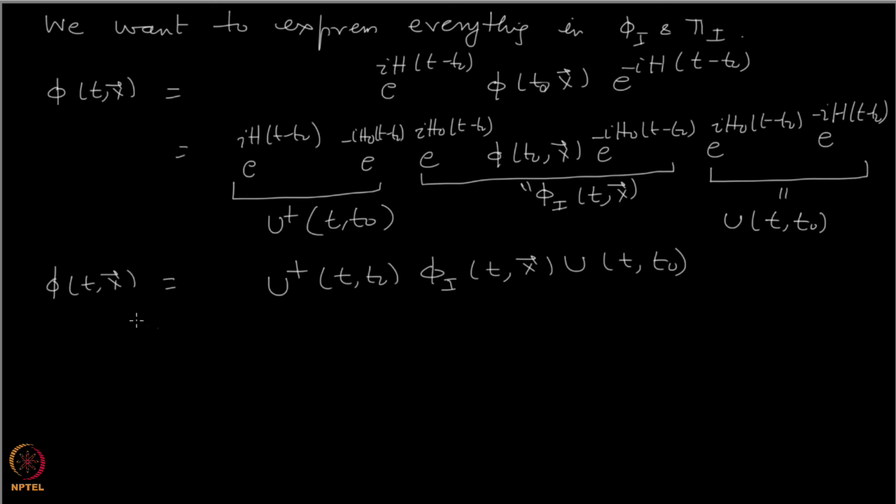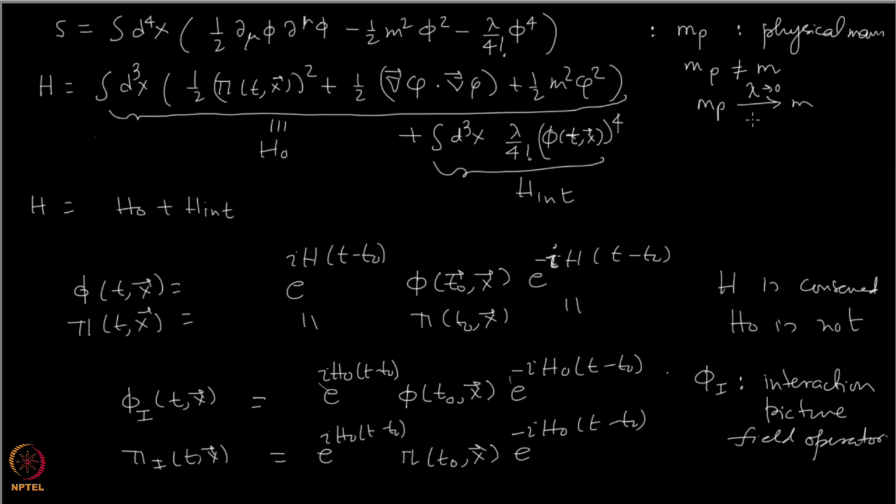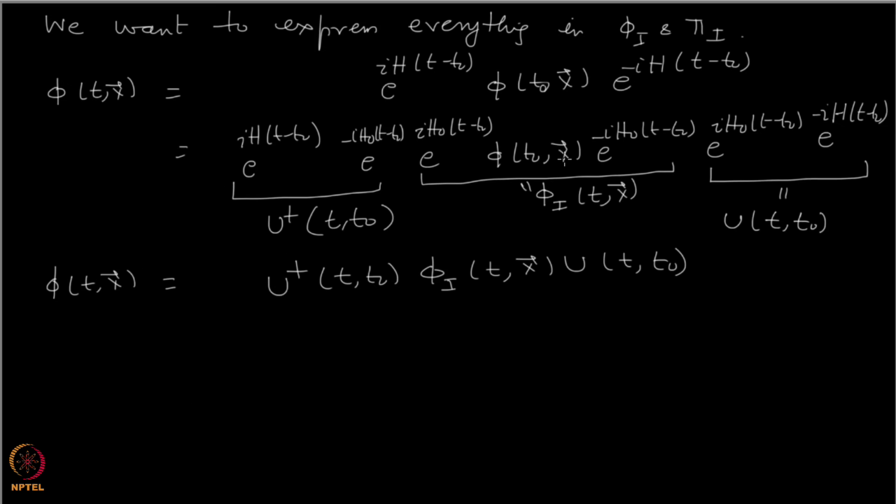and pi_I, but what we have here is phi is in terms of U and phi_I, but U is made out of the H0 and H, and H0 and H are constructed out of phi's, right? H0 is this, so it is made out of pi and phi, and H is also the full thing, so it is also made out of pi and phi.